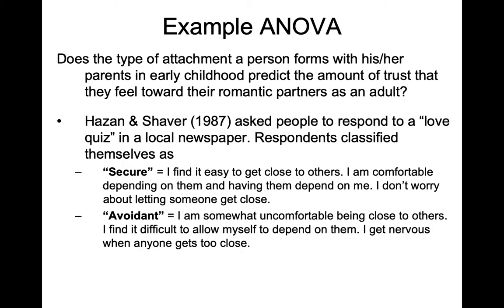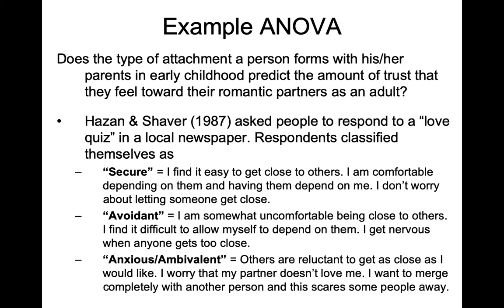People with an avoidant attachment would agree with statements like, I am somewhat uncomfortable being close to others, I find it difficult to allow myself to depend on them, I get nervous when anyone gets too close. And then people with an anxious ambivalent style would agree with statements like, others are reluctant to get as close as I would like, I worry that my partner doesn't love me, I want to merge completely with another person, and this scares some people away.